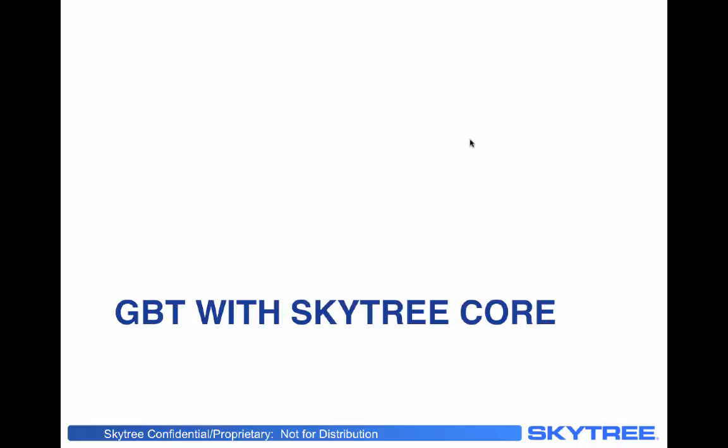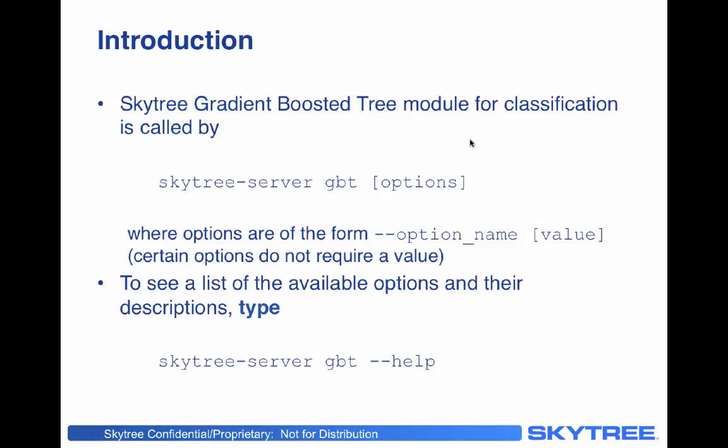In this video, I'm going to show you how to train gradient boosted tree models with Skytree. Skytree gradient boosted tree models are invoked by specifying the GBT option after the Skytree server command, and the option names are specified right after that. To see a list of the available options and quick descriptions of all the possible options, we can just type skytree-server GBT --help. So let's do that and take a quick look at the possible options.